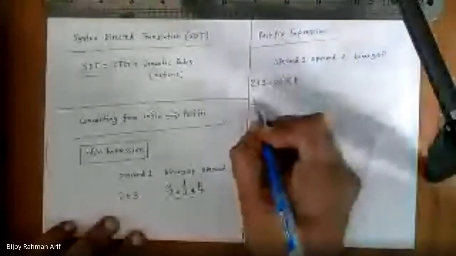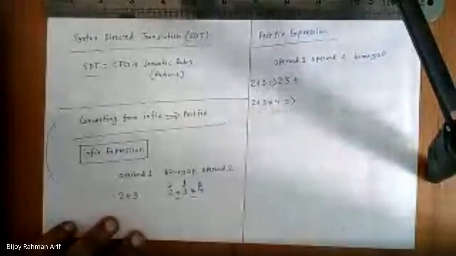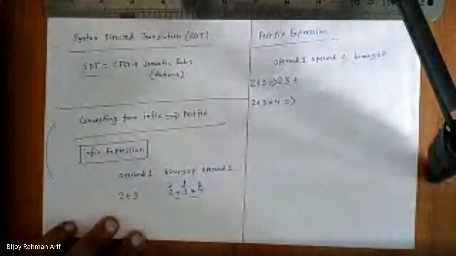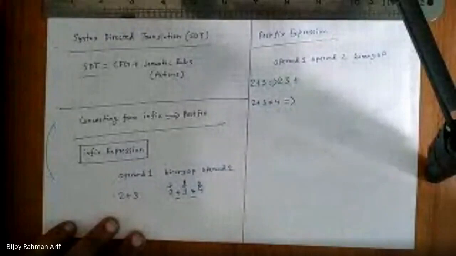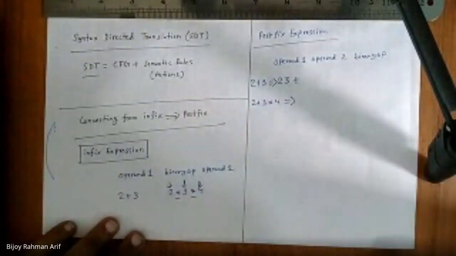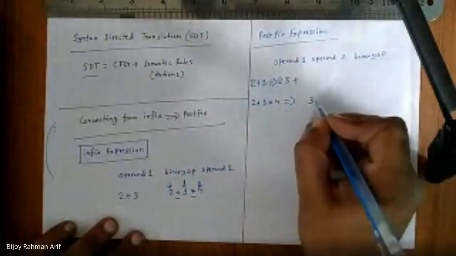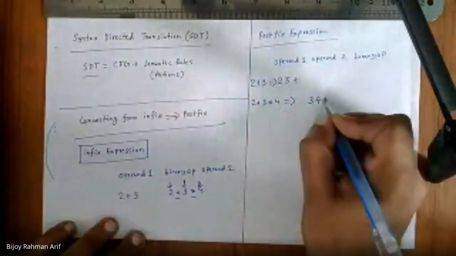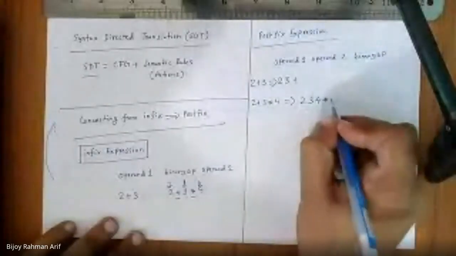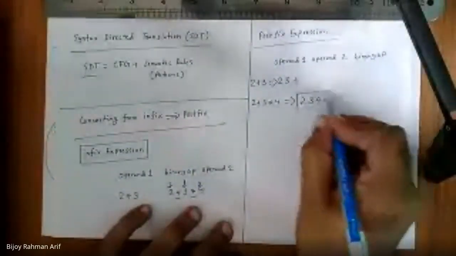How about 2 plus 3 star 4? How can you write the postfix expression? We have to perform 3 4 star first. Then we have to perform plus. Did you get it? Yes, sir. This would be the correct expression.